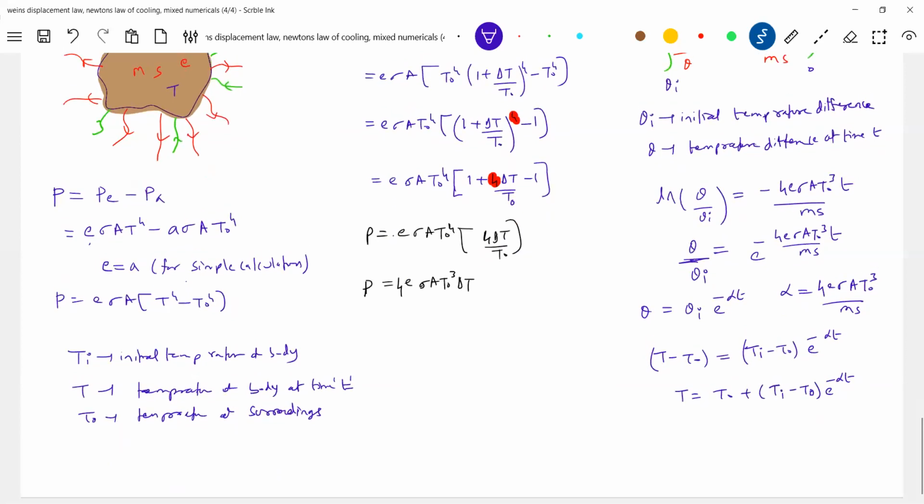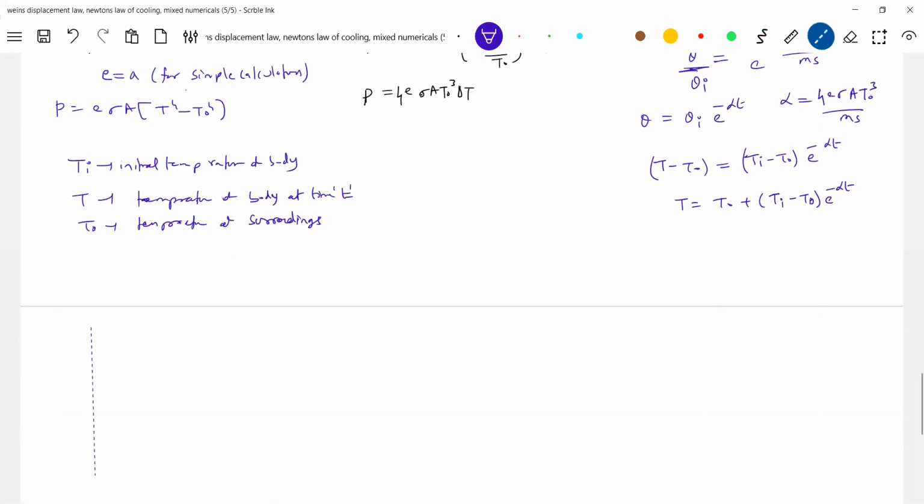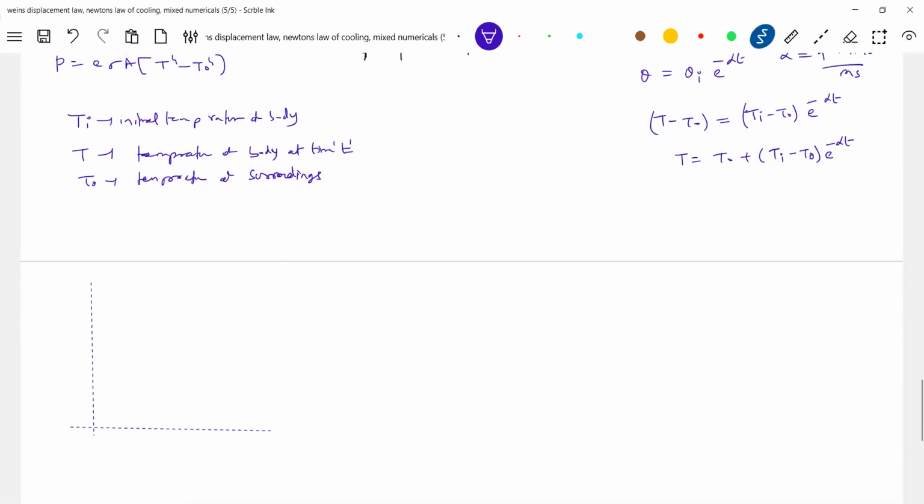Okay, the possible graph will be initial temperature Ti against temperature at any time t. So the curve will be like this, an exponentially decreasing curve. Okay, the body, what happened? The graph will not be linear. In fact, it will be an exponential decrease.